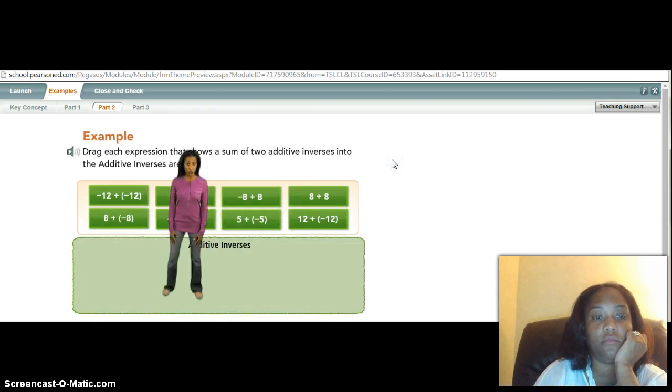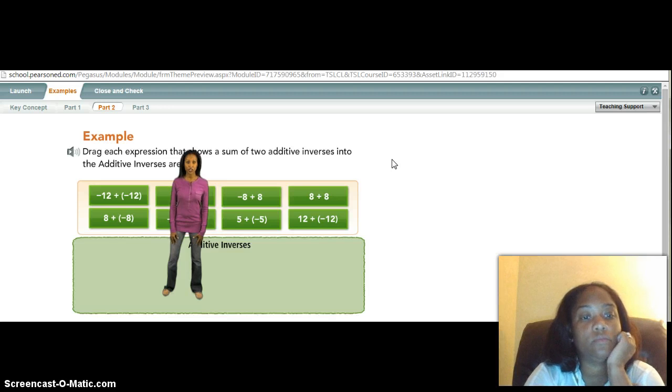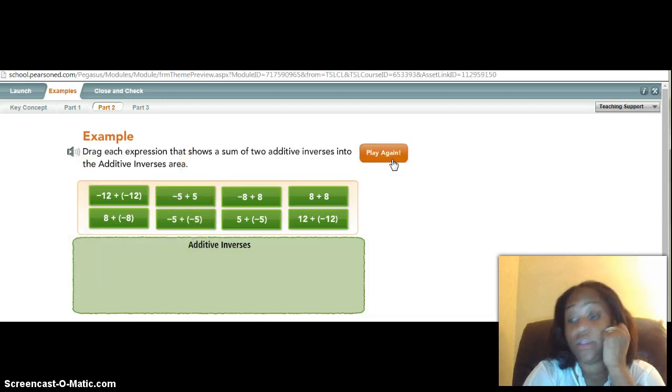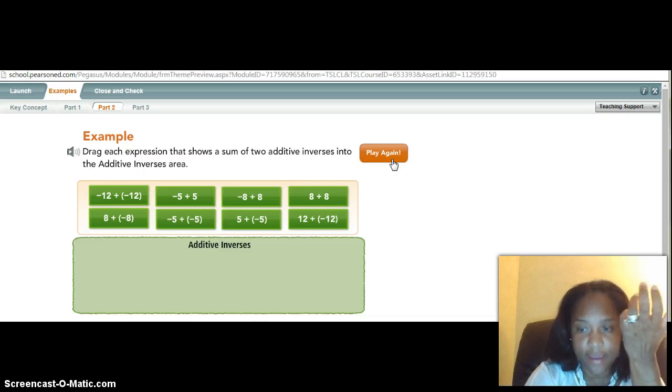The word inverse reminds me of the word reverse. So the additive inverse of a number is the number that will reverse the result of adding that number. In other words, it's the opposite of that number. So basically what she said is if I take that number and I subtract that number and I get 0, then it's an additive inverse.